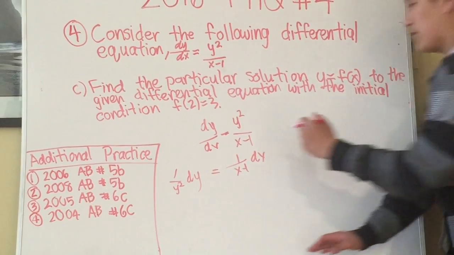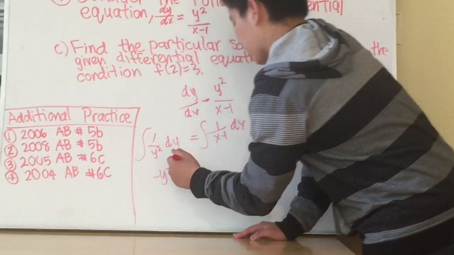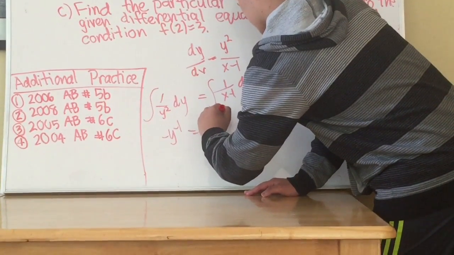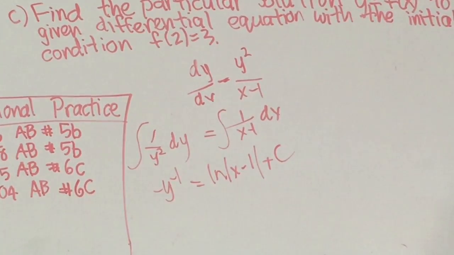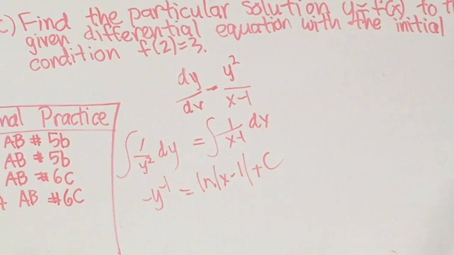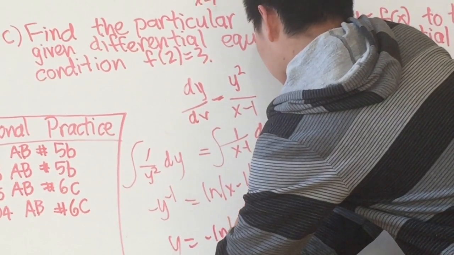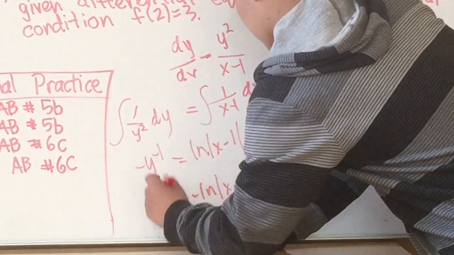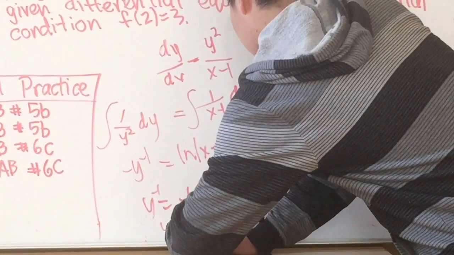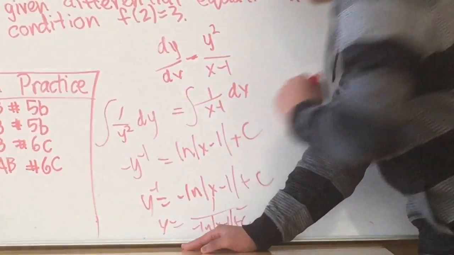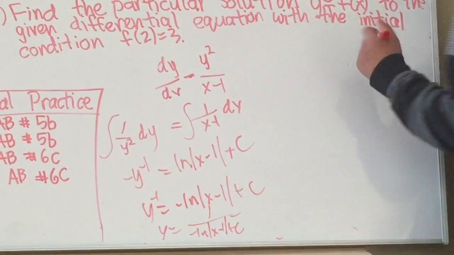And from there, we can integrate both sides, and we get negative y to the power of negative 1 equals ln of the absolute value of x minus 1, plus c. And then from there, we can isolate y. So we know y to the negative 1 equals negative ln of x minus 1 plus c, so y equals 1 divided by negative ln of x minus 1 plus c. And from there, we can just plug in the initial condition to find the value of c.